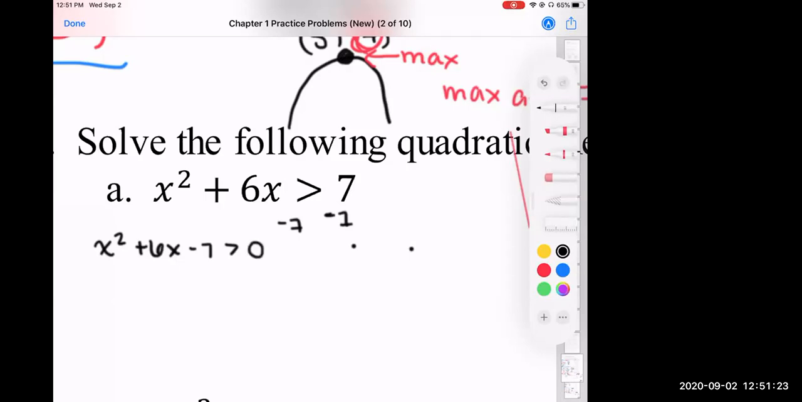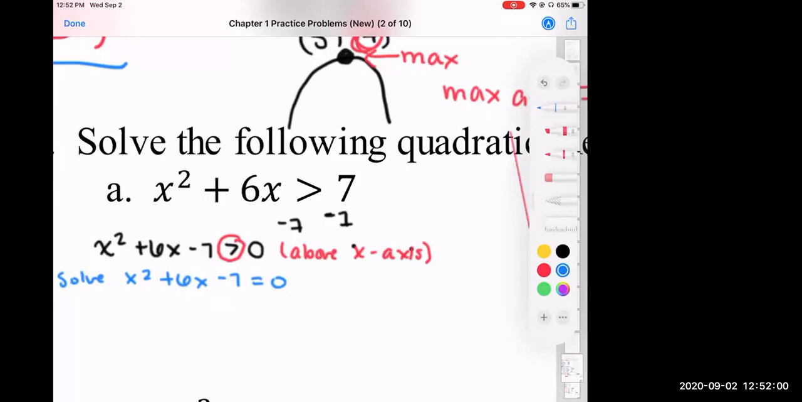Because it's greater than, I'm going to make the note that I'm looking for what is above the x-axis. Why? Because I have a greater than. This greater than tells me I want what's going to be above the x-axis. Now I need to find my x-intercepts, so I need to find my zeros. I need to solve x squared plus 6x minus 7 and see when it's equal to 0. So now let's go ahead and solve.